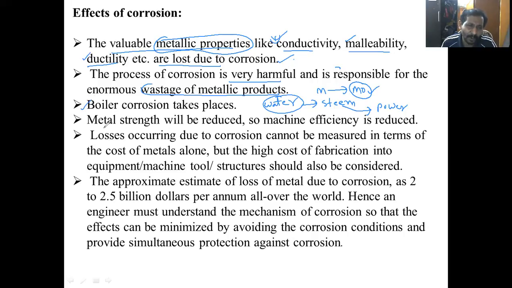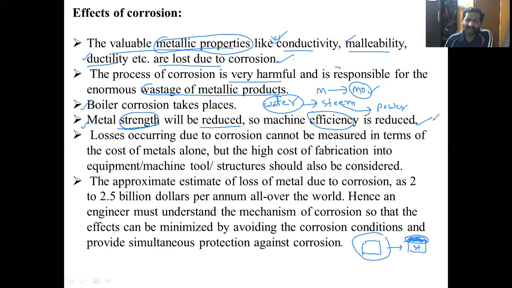Coming to another very important point: when the metal is corroded, the metal strength will be reduced. This is very, very important. For example, once the metal is corroded, some rust product is obtained on the surface, so the total metal strength will be decreased. Remember that. Once the strength is reduced, the total machine efficiency will be reduced, because machine efficiency depends upon the metal. That's why this is very important in the industries.